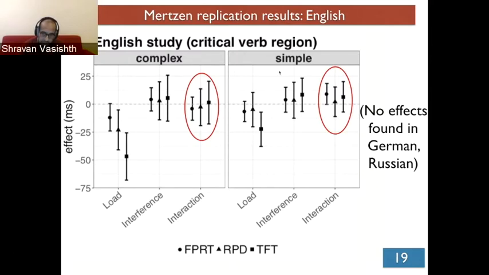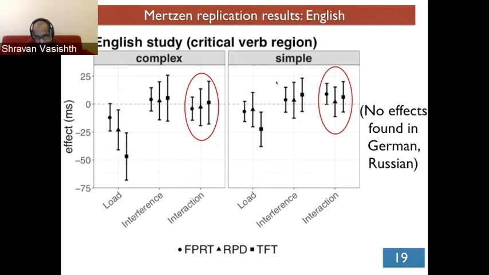Now, only when the subjects were shown the simple question, so in the simple question answering task, we see some indication of the expected fan effect. So this is the interaction between load and interference, and we see that in a very early measure of processing. This is first pass reading time. So this was the only effect that we found in the English study. And this was a big surprise to us.